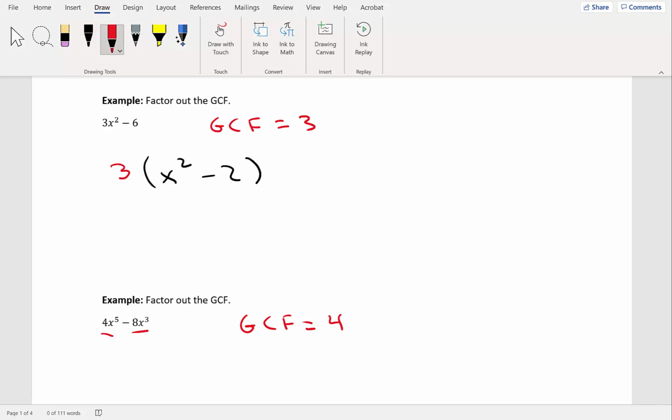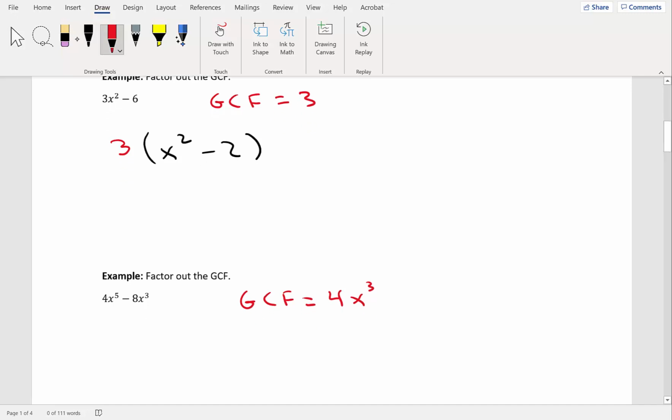Okay, now you want to see how many x's they have in common. The first term has 5 x's. This is x times x times x times x times x. The second term has 3 x's. This is x times x times x. So the most that they could have in common would be 3 of them. So x to the third power would be part of our GCF.